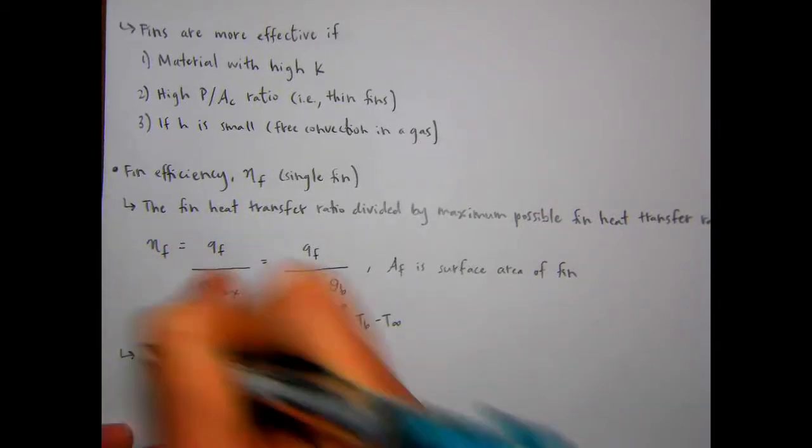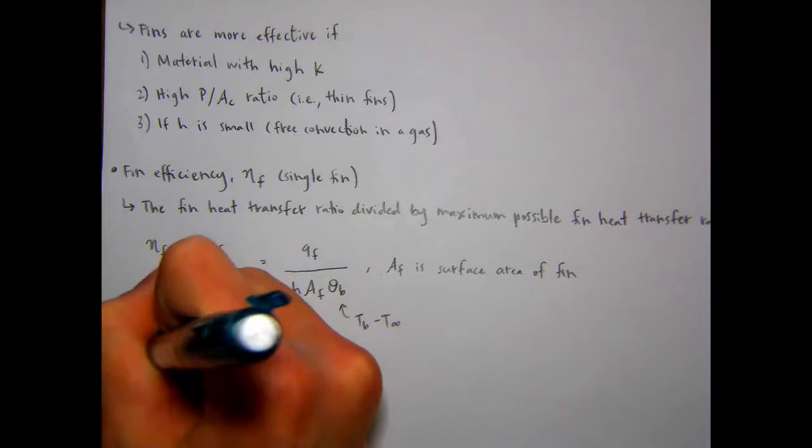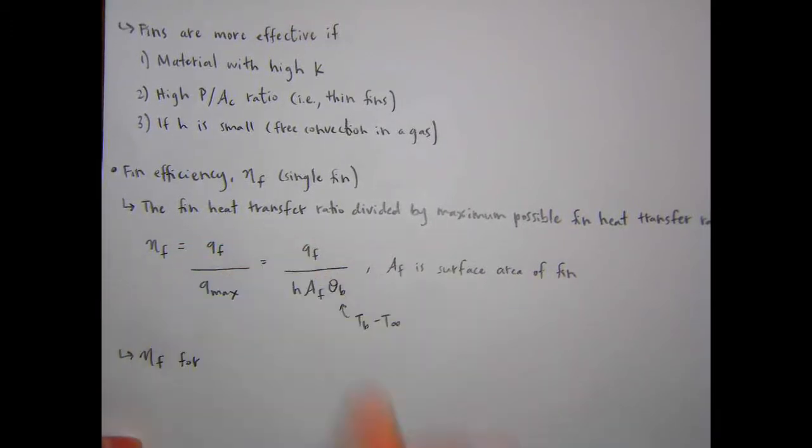And then, as before, we wrote this out last time for the effectiveness. We can say the efficiency for straight fins of uniform cross-section, we can find that, just like with the effectiveness, by dividing the previous expressions that we had for the fin heat transfer rate for the 4 different boundary conditions, cases A through D, by this quantity, h A sub F theta sub B.